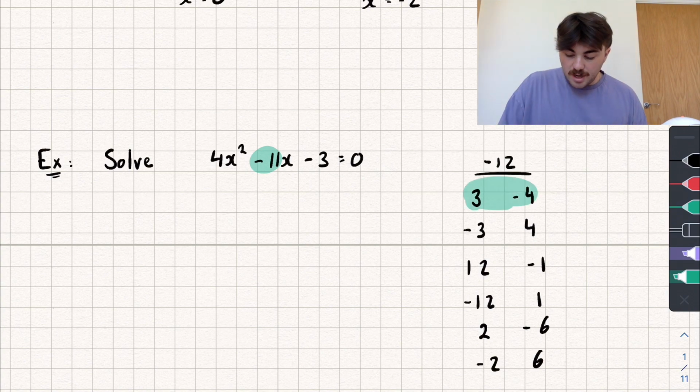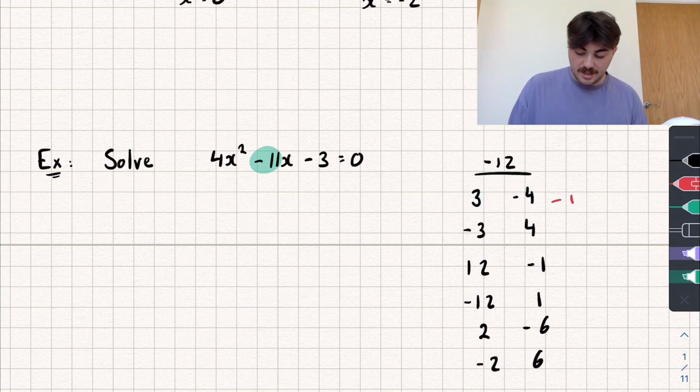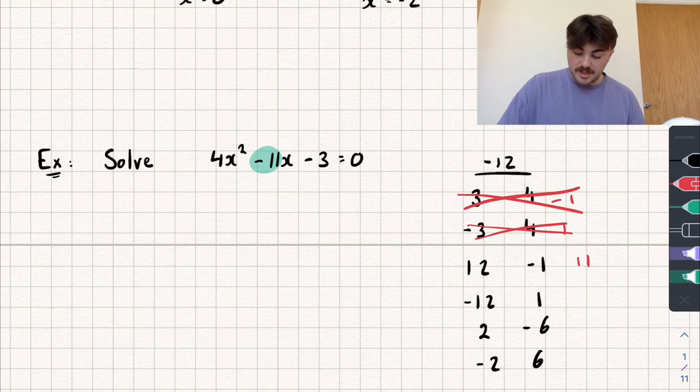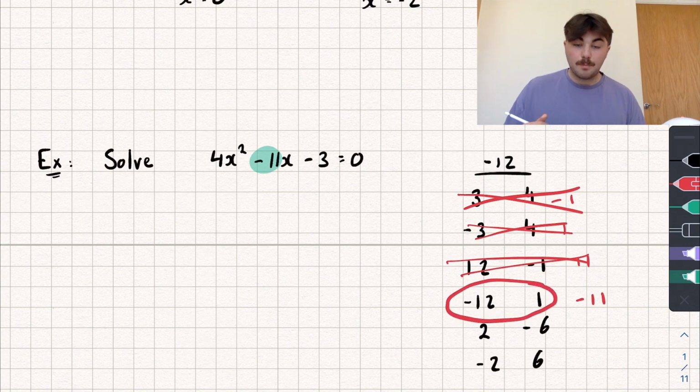So 3 and negative 4, they add together to give negative 1, so I'll write in negative 1, so it's not that pair. Negative 3 and 4, well they add together to give positive 1, so it's obviously not that pair either. 12 and negative 1 sum to give 11, so it's not that one. Negative 12 and positive 1, well they sum to give negative 11, so this is the pair that we're going to use.